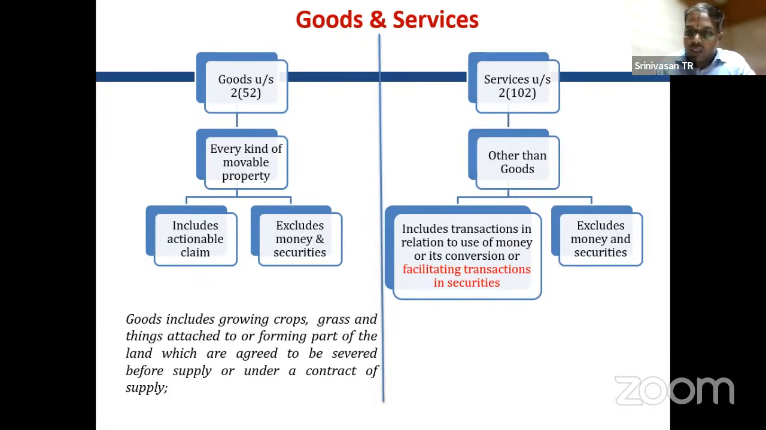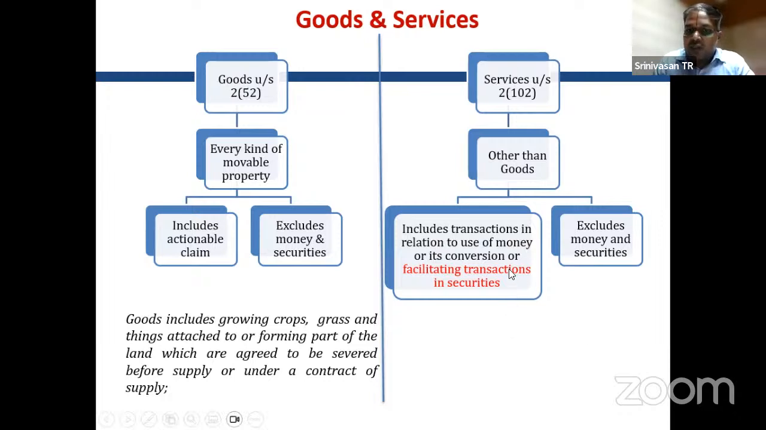However, if I do something other than money, in relation to money, for example, a brokerage firm earning brokerage for facilitating the purchase or sale of shares, that will be treated as a transaction liable for GST. So it will be treated as a service.